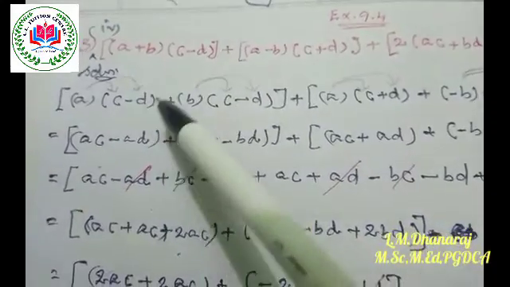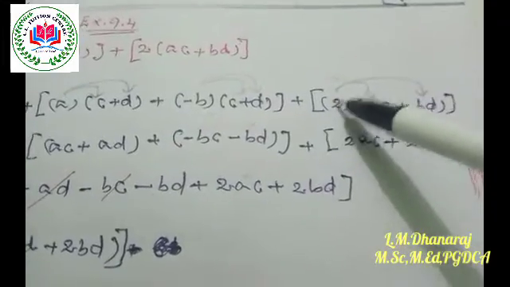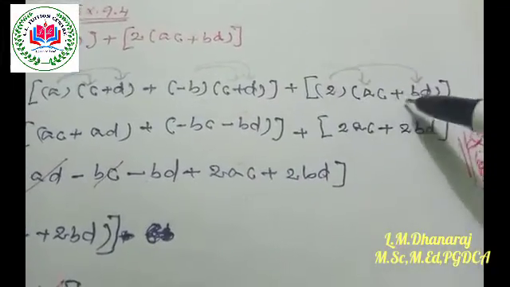So for the first expression, a into c minus d plus b into c minus d. The second expression, a into c plus d plus minus b into c plus d. For the third expression, 2 into ac plus 2 into bd.